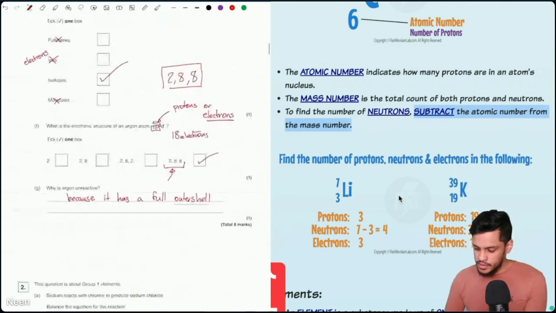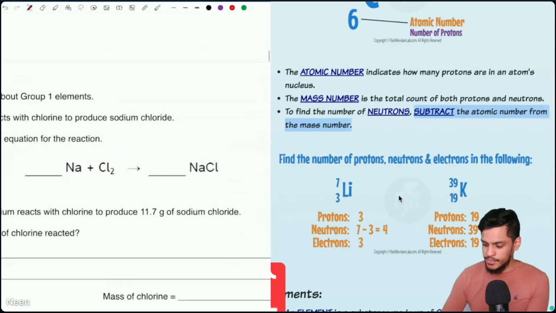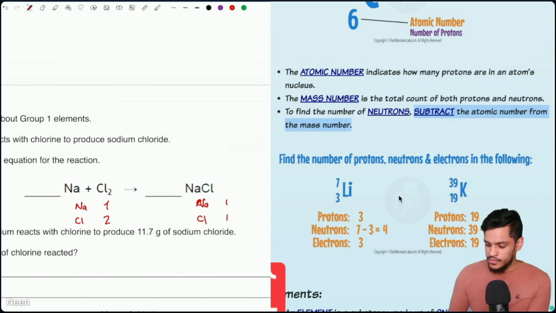Sodium. So this is another question about group 1 elements. Sodium reacts with chlorine to produce sodium chloride. Balance the equation here. How do we balance this? So sodium, chlorine, sodium, chlorine. We've got 1 sodium here, 2 chlorines here. We've got 1 sodium on the right, 1 chlorine on the right. We need them both to be the same.